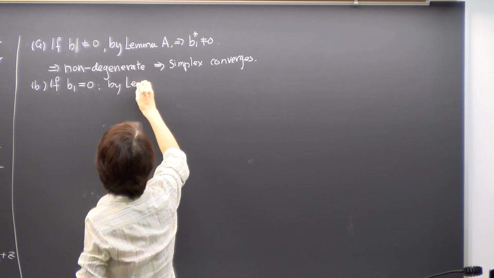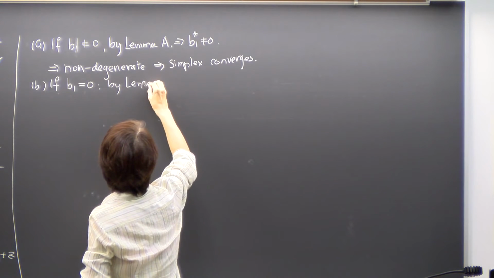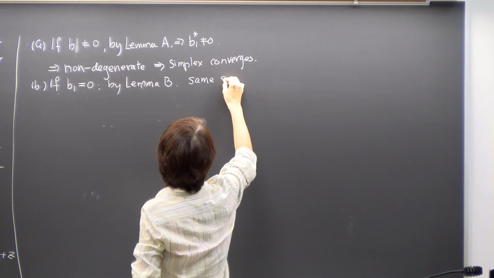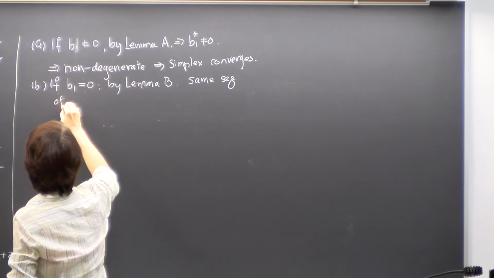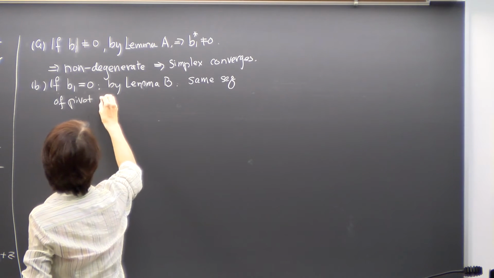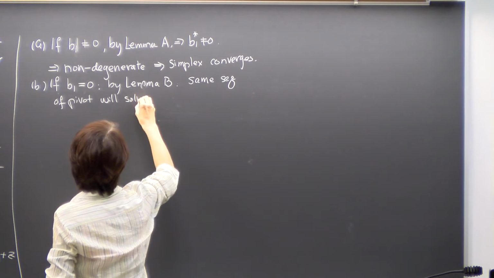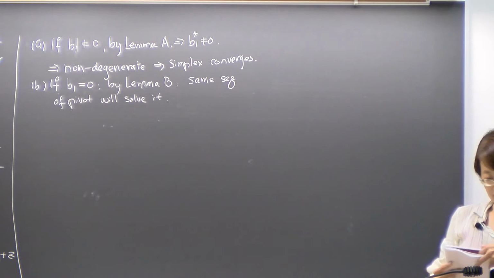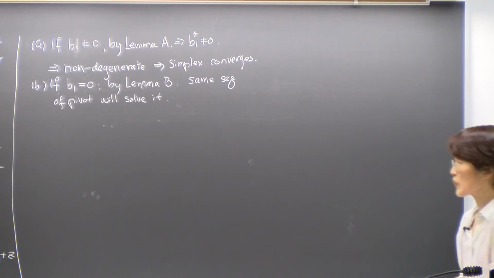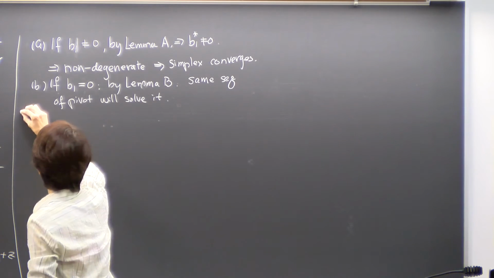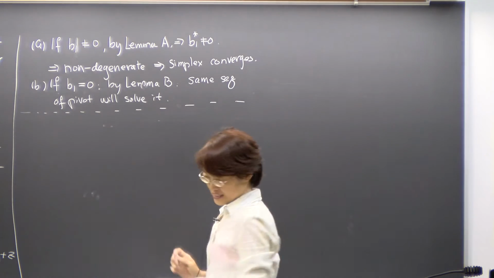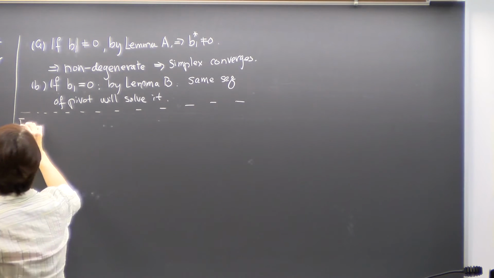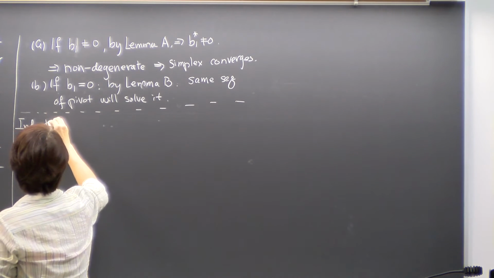By lemma B, the same sequence of pivots will solve the problem, and then we're good. Is that clear? Okay, so now we have established a base. Now we can start the inductive step.